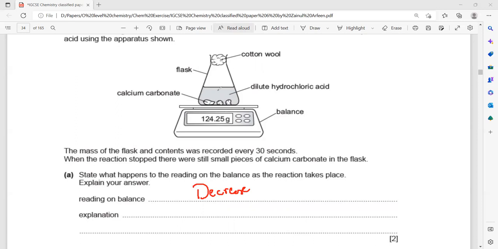Solid amount decreasing is not the right answer, because even if the solid amount decreases, that solid is dissolving. But what happened is that when the solid reacts, it gives off gas as well. And that gas escapes. That's why the mass of the contents in the flask decreases.